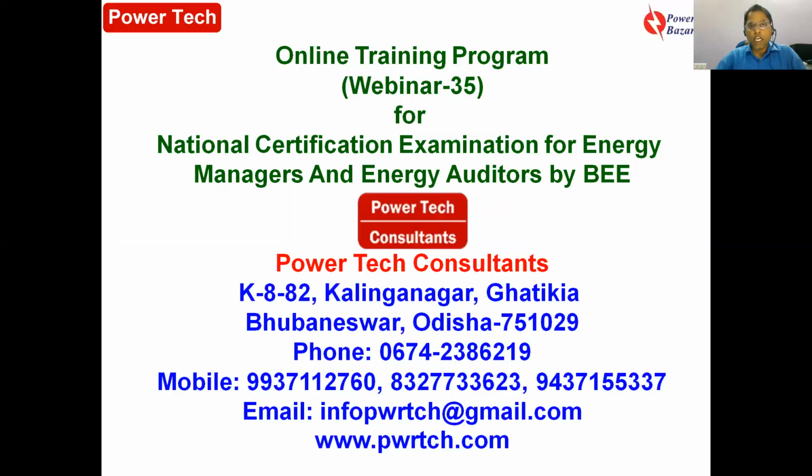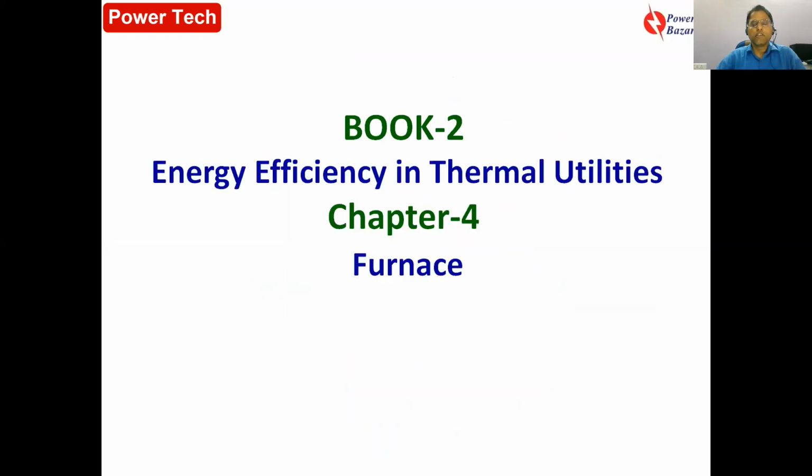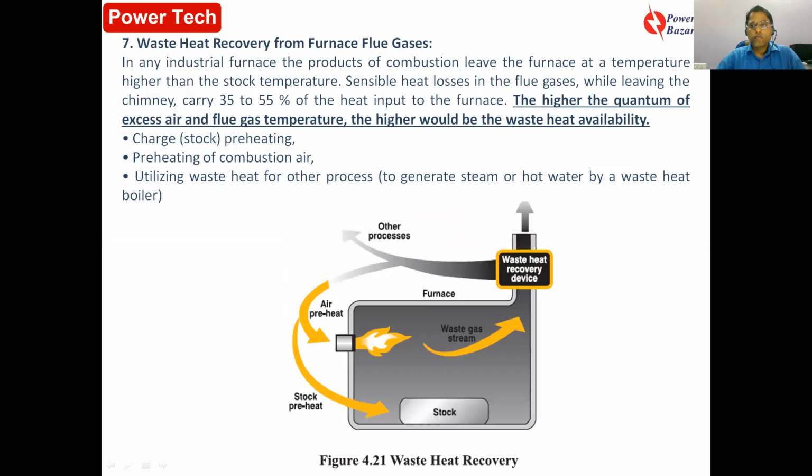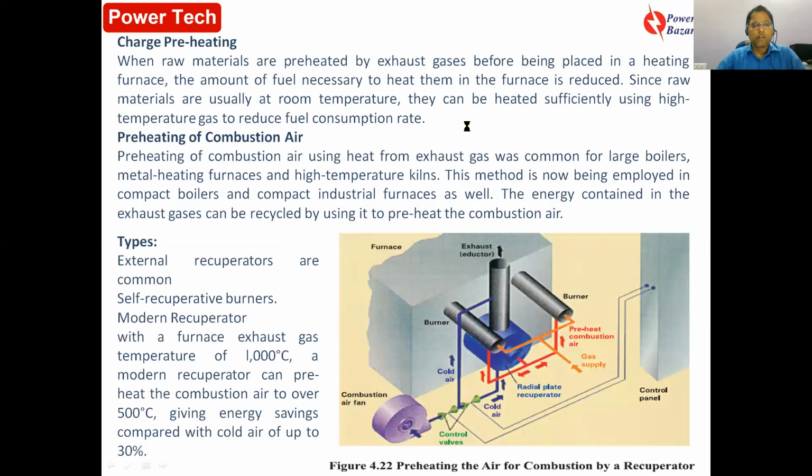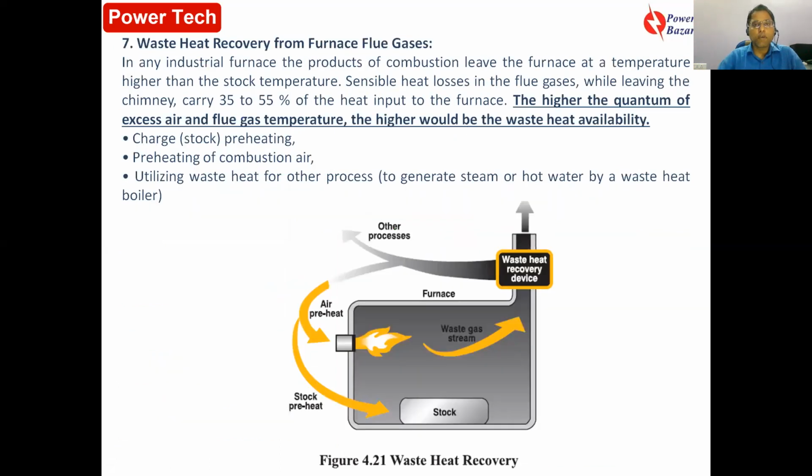Now, in this webinar number 35, we shall discuss the remaining portion of energy conservation measures in furnace. That is basically chapter number 4 of book 2, energy efficiency in thermal utilities. We have already discussed around 6 energy conservation measures in furnace. Today we shall discuss the remaining 4-5 energy conservation measures. As an energy auditor, we all have to know these energy saving measures in furnace.